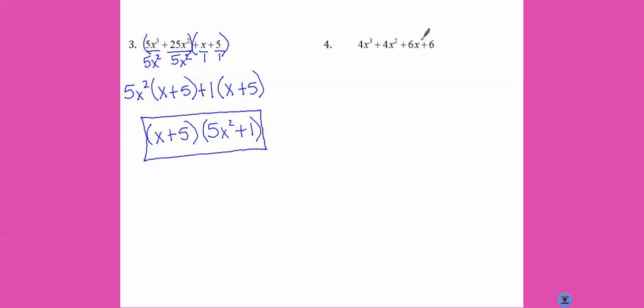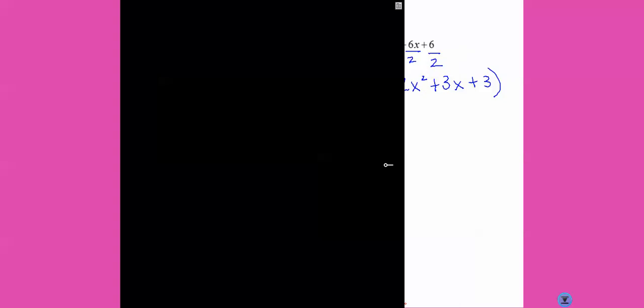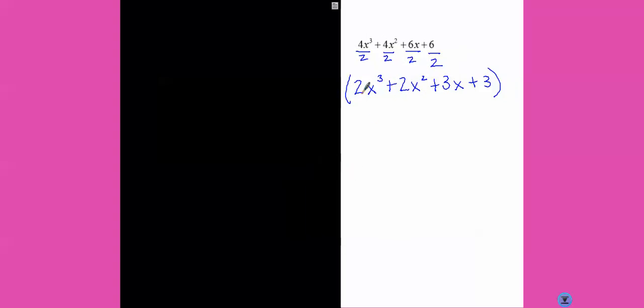Now in number 4, something special happens. If you notice, all of these terms are divisible by 2. So I'm going to divide by 2 to start out. So I would get 2 times 2x cubed plus 2x squared plus 3x plus 3. For now, I'm going to ignore that 2 out front. Let me do it this way. I'm going to pretend like it's not there.